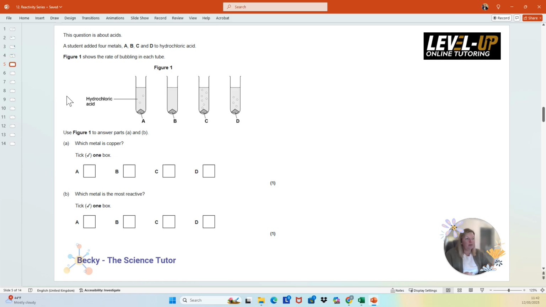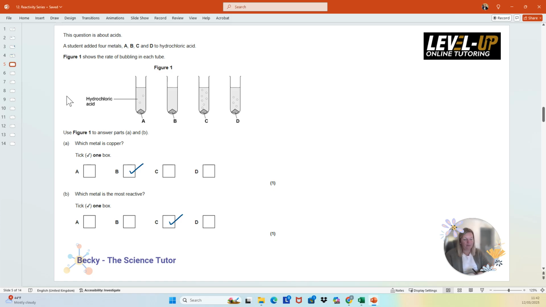So it says which metal is copper. Well, we know from our reactivity series that copper's down at the bottom, it's very unreactive, so that's going to be B because it isn't producing any bubbles. And which metal is the most reactive? Well, the one that's most reactive is the one that's producing the most bubbles, and therefore that's going to be C. So questions can be as simple and as straightforward as that.